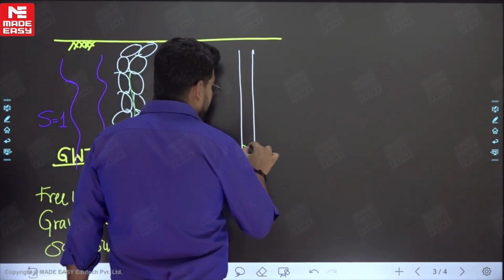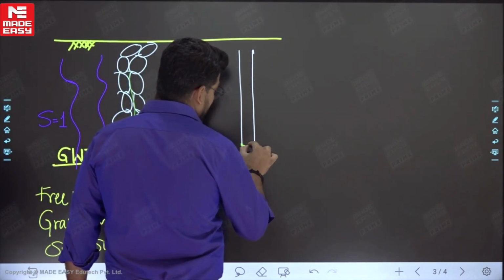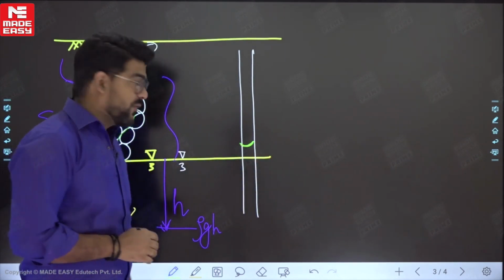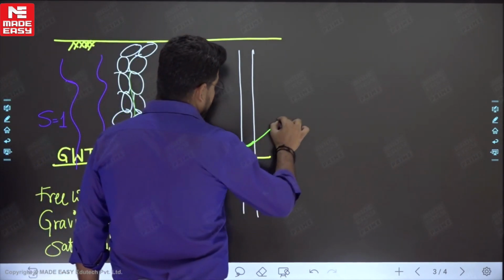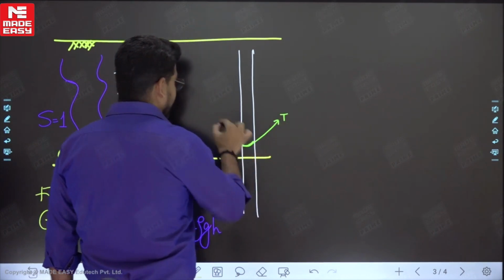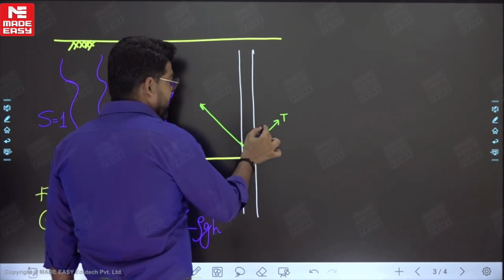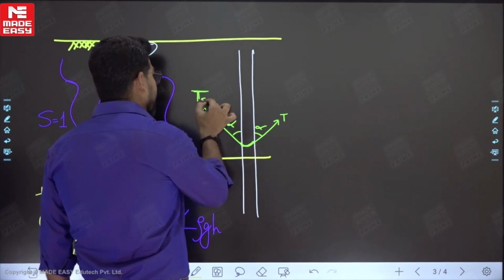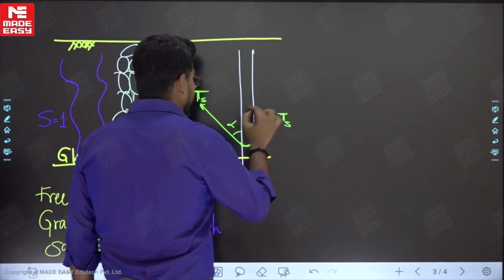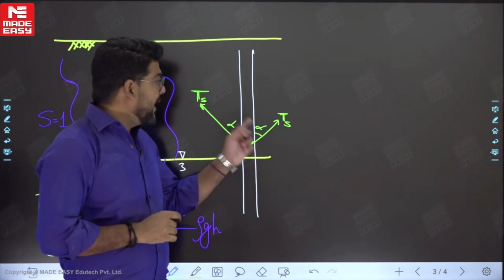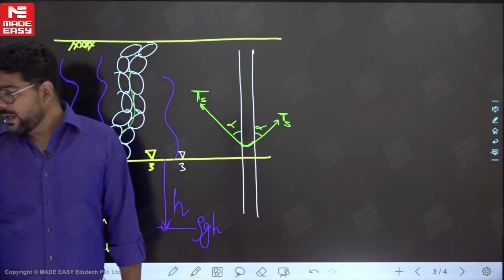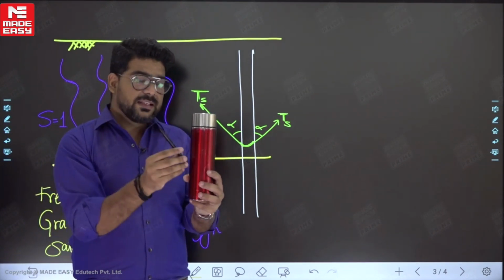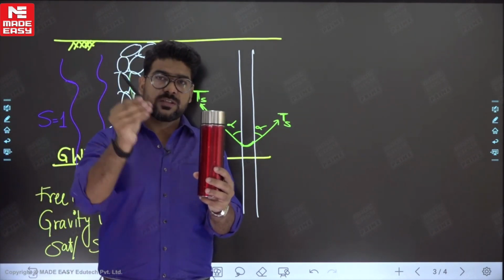When this concave meniscus forms, you know very well that on this meniscus there will be a surface tension force, and suppose that surface tension force is T. Now point to be noted, suppose this angle is alpha. So this surface tension Ts is acting like this at an angle of alpha. Now if this is a capillary tube, you can see that this tension is acting like this. This is surface tension.